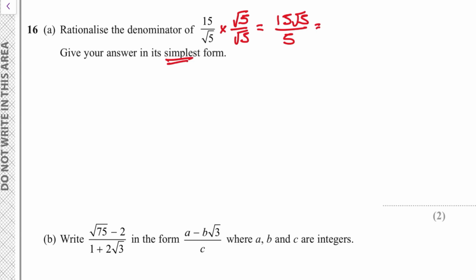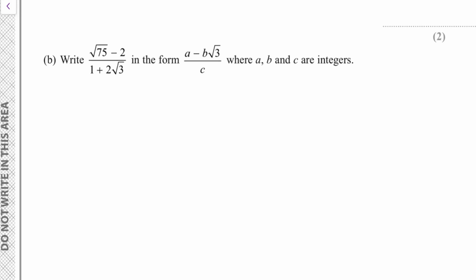But it says simplest form, so I would also lose a mark if I don't recognise that 15 divides by 5, which is 3, and that gives me 3 root 5. That's not terrible. Next part of the question.